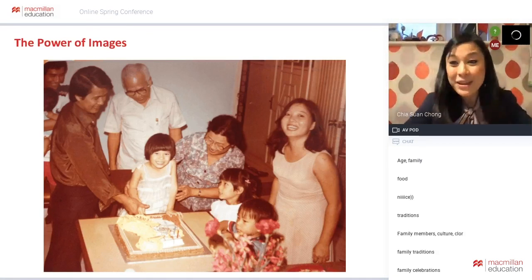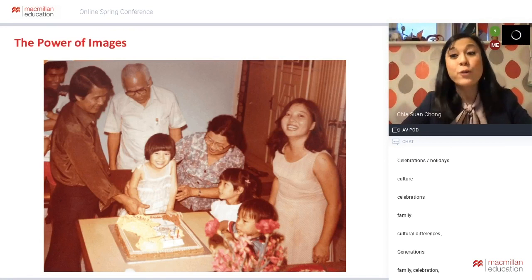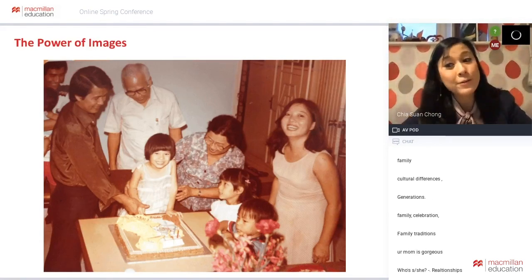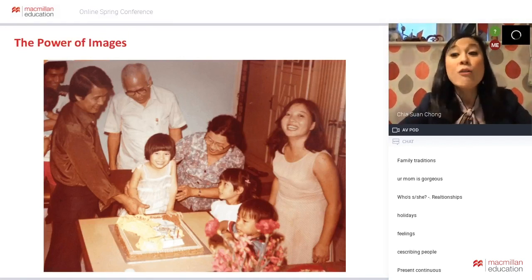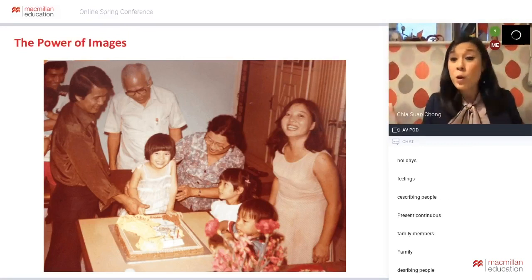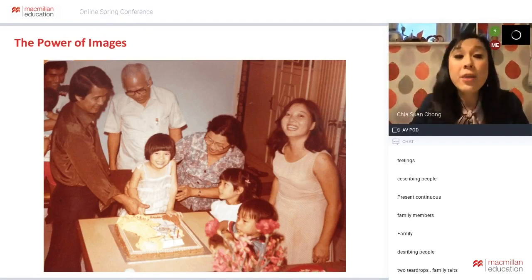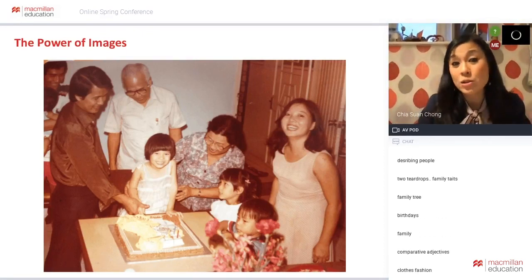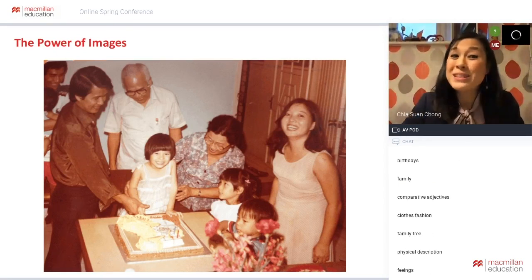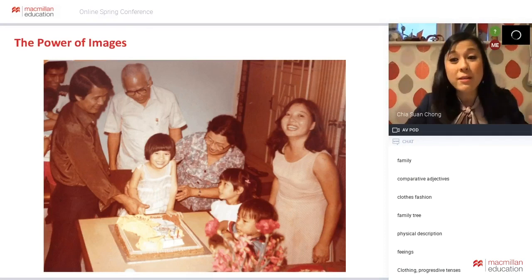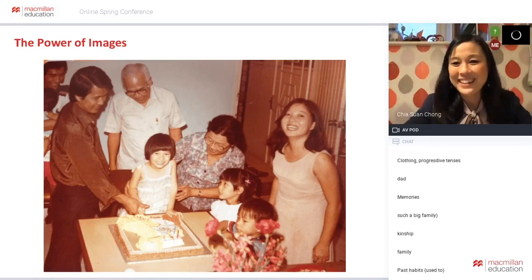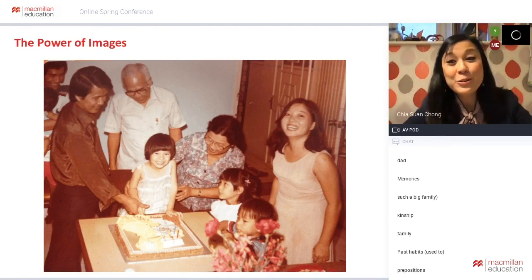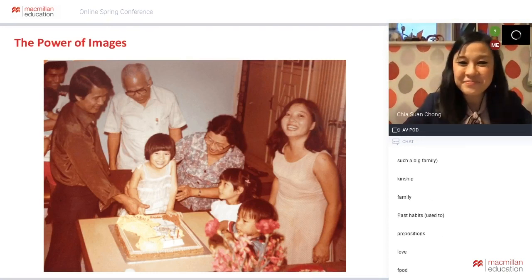Some of you are already giving ideas on what we could use this photo for. Celebrations, family, cultural differences. Oh, thank you. Someone said my mum's gorgeous. That's fantastic. Relationships. Relative clauses. Has anyone tried relative clauses? The woman who is standing to my right, or to my left, is my mother. The man who is in a brown shirt is my father. So relative clauses. Physical descriptions, clothing, memories. I'm an only child, so no, not a big family, unfortunately.